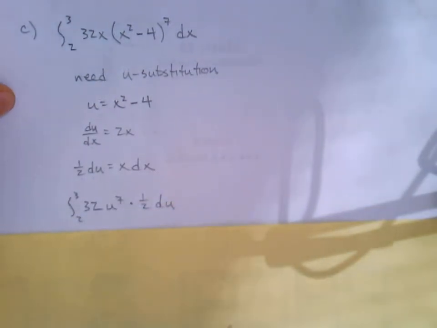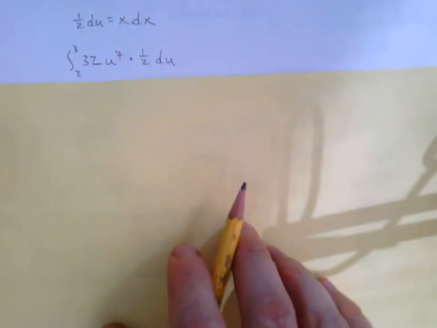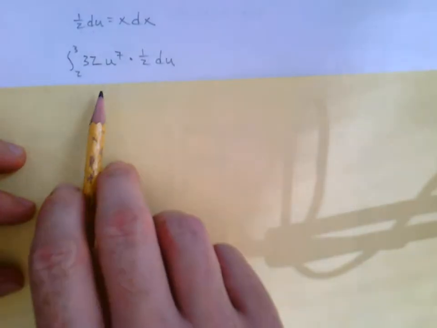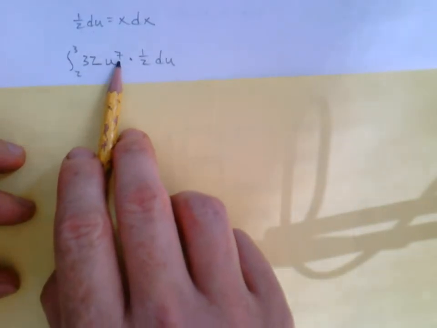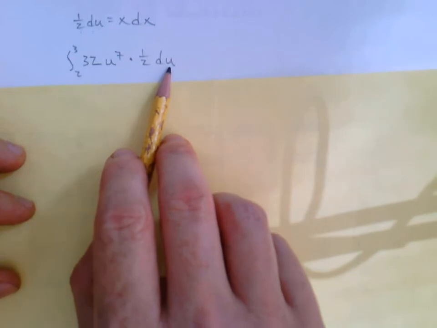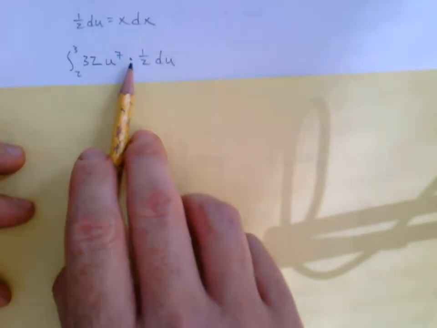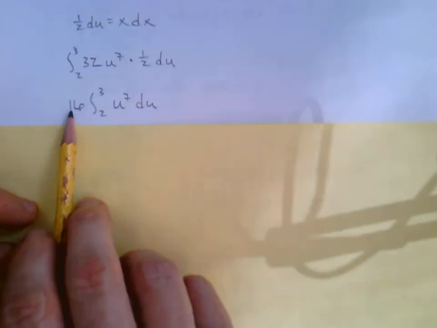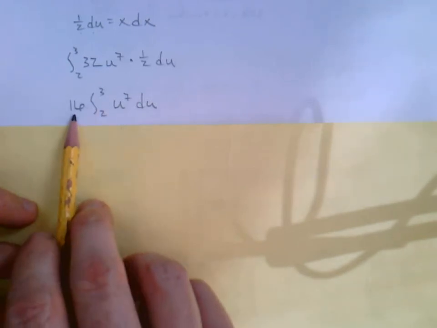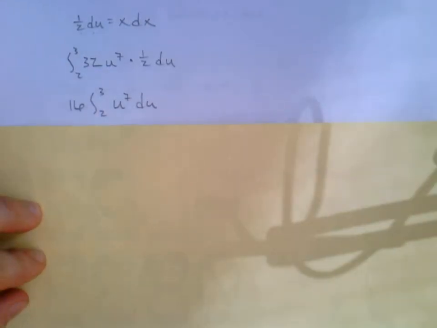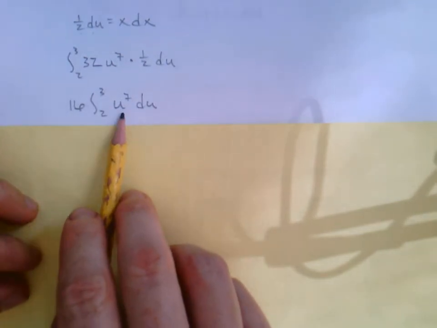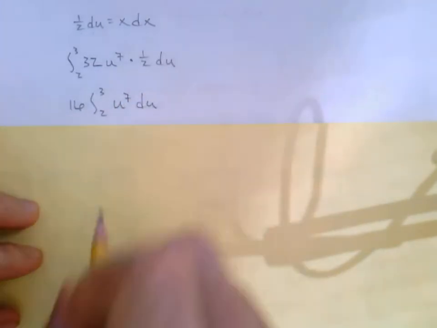And it's going to leave me with this. Definite integral from 2 to 3. I'm going to leave that 32. It can stay where it is. The rest of it becomes u to the 7th, and the x dx becomes 1/2 du. At this point, I go ahead and multiply 32 times 1/2. And even while I do that, I'm going to pull that 16 even in front of the integral sign because it's now just a constant multiple. So I've got the definite integral from 2 to 3, u to the 7th du.